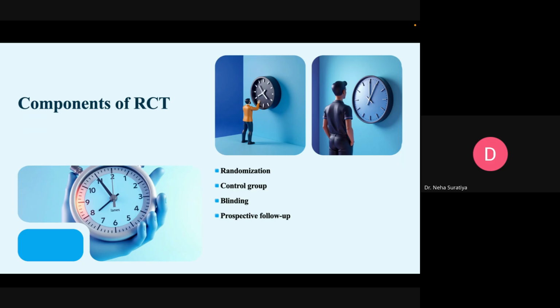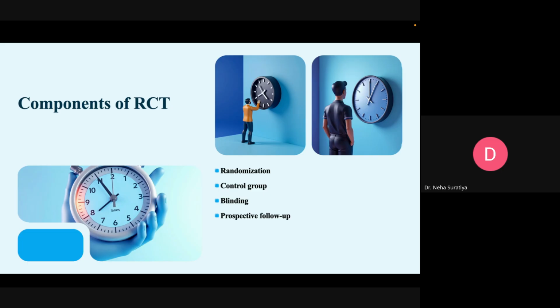Let's discuss the components of an RCT. Every randomized controlled trial contains several essential components, guys. For example, randomization. Participants are assigned to groups by chance here, not by choice. The purpose is reducing selection bias and balancing known and unknown confounders. For an example, a random computer generated allocation will be done.